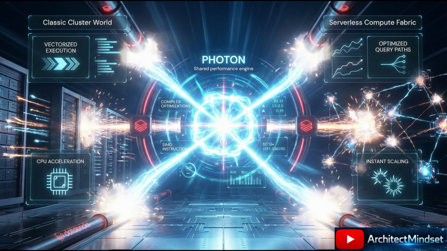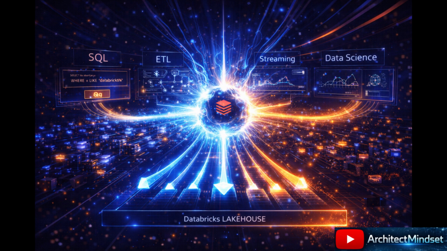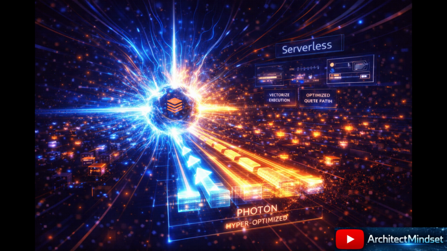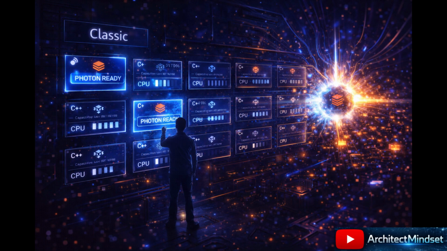Whatever compute path you choose, the muscle behind it is Photon. Photon is Databricks' vectorized query engine written in C++. Vectorized query execution boosts query performance by processing data in batches rather than one row or element at a time. This design helps to accelerate SQL, ETL, streaming, and data science workloads directly on the Databricks Lakehouse. On serverless, Photon is the default and it is hyper optimized. In the classic world, you have to ensure you are picking Photon ready instance types.